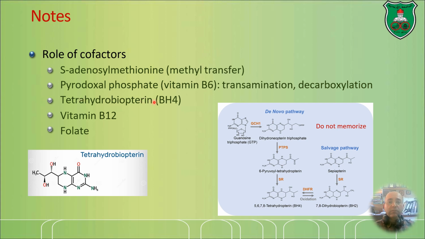Pyridoxal phosphate is needed as well, or vitamin B6 for transamination with decarboxylation. Tetrahydrobiopterin is another cofactor, another organic cofactor. Tetrahydrobiopterin يمكن ما سمعتوا فيه قبل هيك، لكن it is synthesized from GTP and it exists as dihydrobiopterin or tetrahydrobiopterin. Do not memorize this synthetic pathway, by the way. This is the structure of the tetrahydrobiopterin.